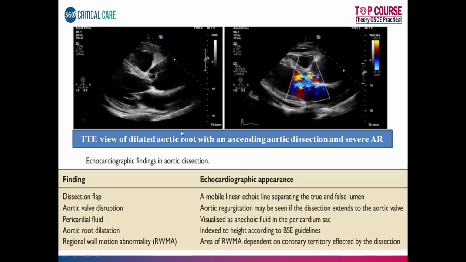So what are the general echocardiographic findings in acute aortic dissection? One is, as I told, there will be a dissection flap, which can be seen as a mobile linear echogenic line separating the true and the false lumen. Also, you can see aortic regurgitation if there is an aortic valve disruption. You can see pericardial effusion, any aortic root dilatation, and suppose if it involves any of the coronaries, you may also see the regional wall motion abnormality.